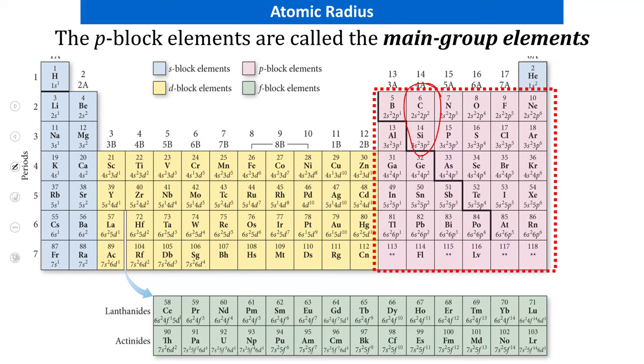Basically, everything to the left of that is all metals, right? So all of the non-metals, but then there's that stair-step line. So these are technically metals, but they're in the P block. All of those together are collectively called the main group elements.